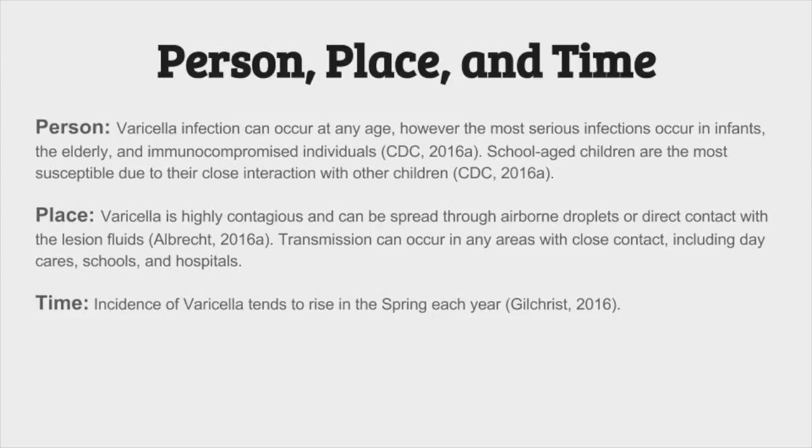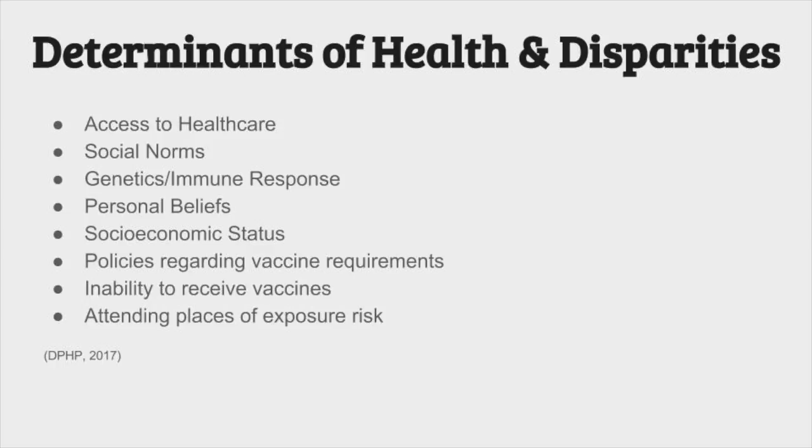According to a publication by Gilchrist, incidence of varicella tends to rise in the spring each year. Determinants of health and disparities that are likely to impact the incidence of varicella are access to health care, social norms, genetics and immune responses, personal beliefs, socioeconomic status, policies regarding vaccine requirements, the inability to receive vaccines, and attending places of exposure risk.